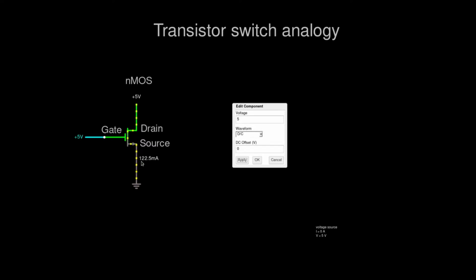At this moment, the current is 122 milliamps, or 0.12 amps. So, let's increase the voltage. Let's put it to 50 volts. Apply, and we can see it's 4.6 amps. Depending on the occasion, it might be okay, it might not be okay. And we can see that we can pass the current through the transistor.